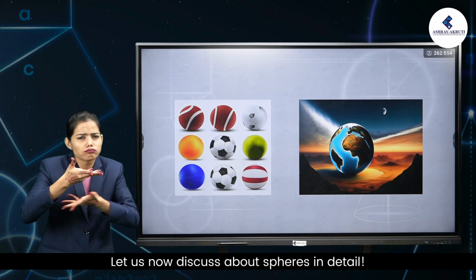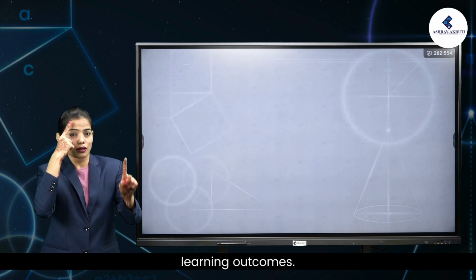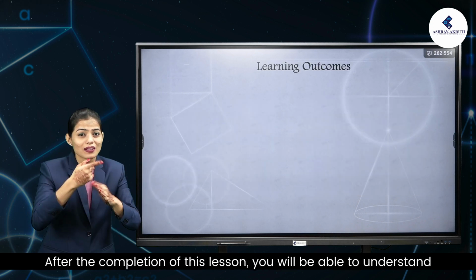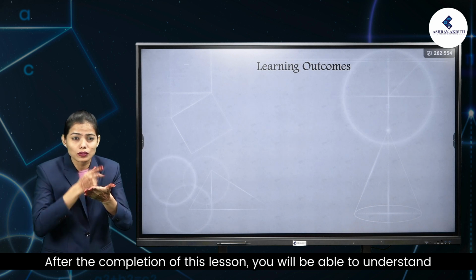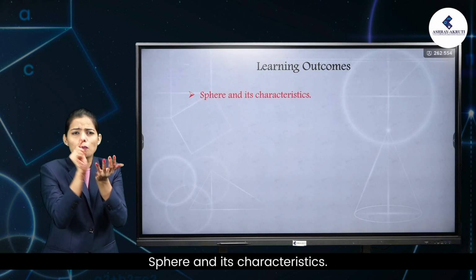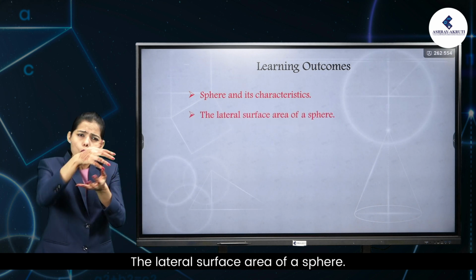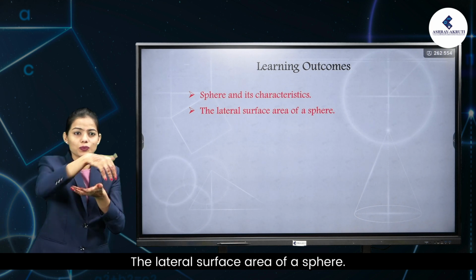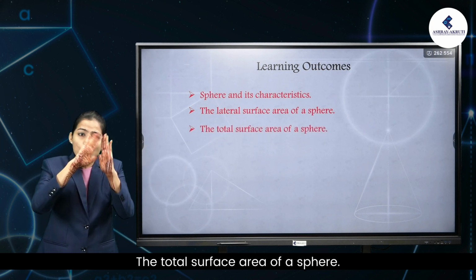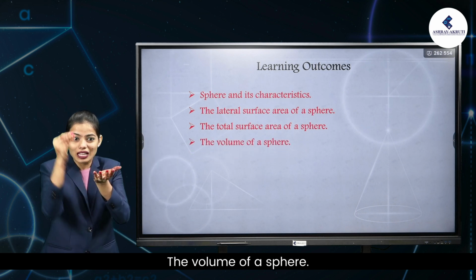Let us now discuss spheres in detail. Learning outcomes. After the completion of this lesson, you will be able to understand the sphere and its characteristics, the lateral surface area of a sphere, the total surface area of a sphere, and the volume of a sphere.